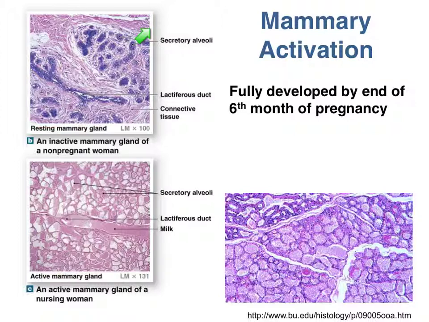In the active mammary gland, the secretory alveoli are much larger, and they're filled with milk that picks up some of the stain and can often be seen under the microscope. Also note that the entire field is taken up by secretory alveoli. There's much less connective tissue in this breast. The image at lower right gives us another view of actively lactating mammary tissue. You can see the enlarged, milk-filled secretory alveoli and lactiferous ducts.